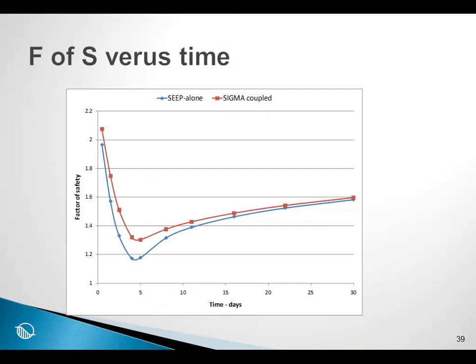Here are the factors of safety versus time. Obviously, SEEP alone gives you slightly higher pore water pressures. As a result, you get slightly lower factors of safety as the minimum values. The SIGMA/W coupled value gives a somewhat higher factor of safety.